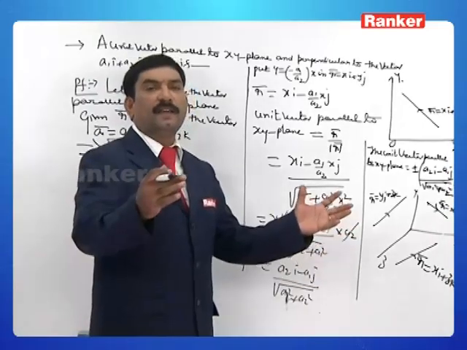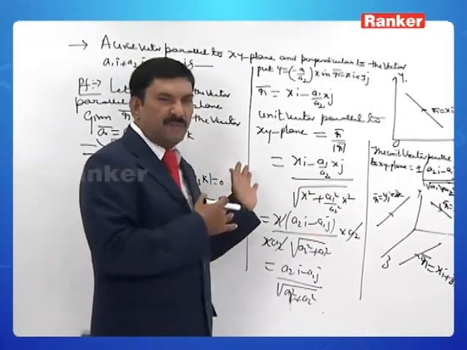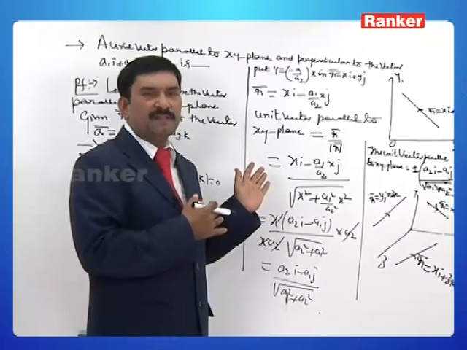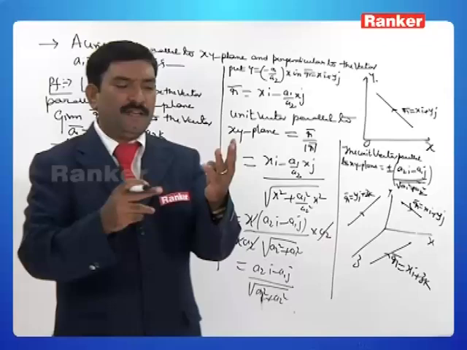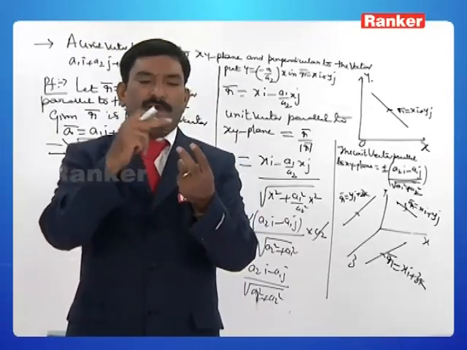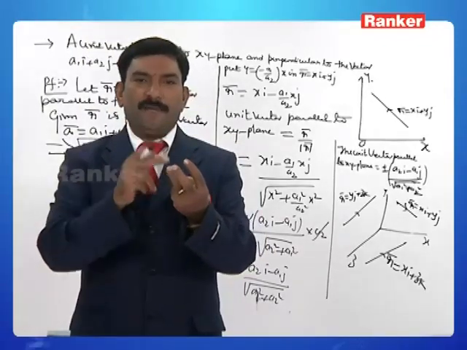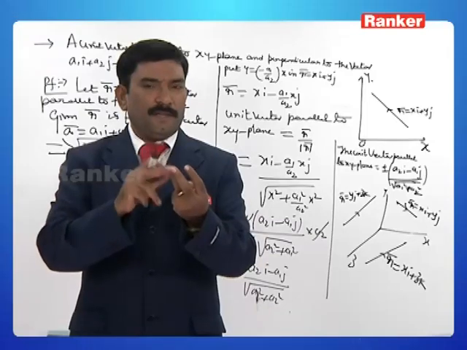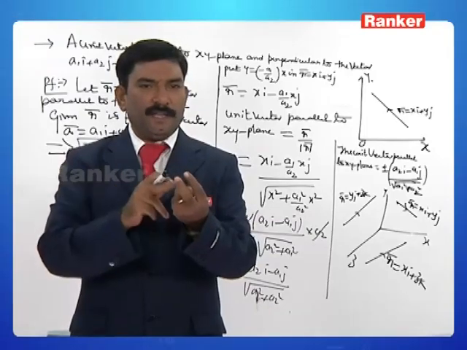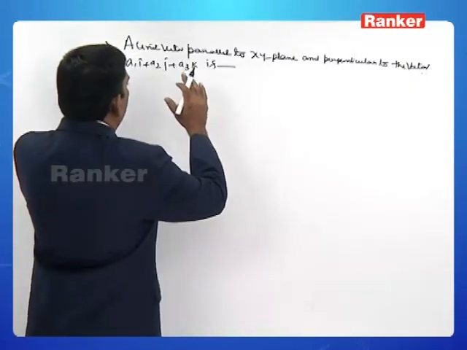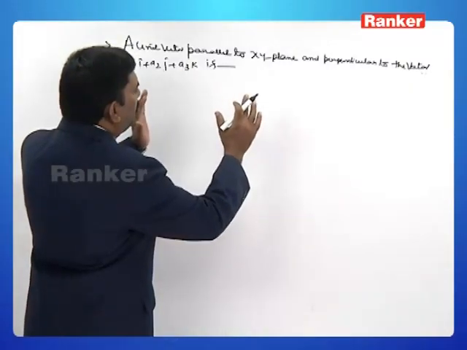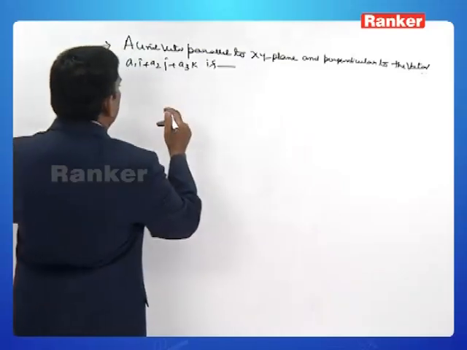Let us analyze. Proving in this way is laborious, it's a waste of time. Instead of this, in this fashion only, let us think about cyclic order. A, B, C, B, C, A, C, A, B. Followed? Now, let us discuss the unit vector parallel to xy plane and perpendicular to the vector a1i plus a2j plus a3k.